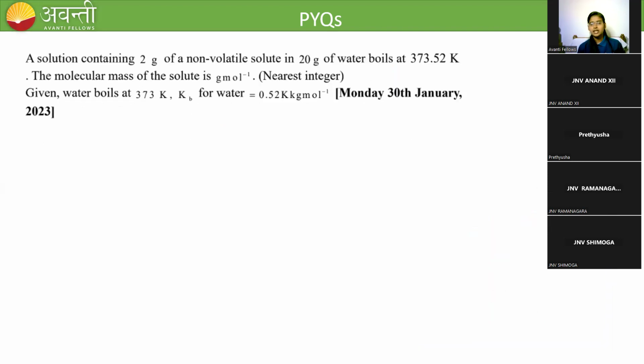A solution containing 2 gram of a non-volatile solute in 20 gram of water boils at 373.52 Kelvin. Okay. So boils means it is the boiling temperature, TB value, and this is the mass of the non-electrolyte. The molecular mass of the solute is? So water boils at 373 Kelvin. So this is the boiling point of pure solvent, TB naught. Kb is also given. We have to find out the molecular mass. So how to find out the molecular mass?